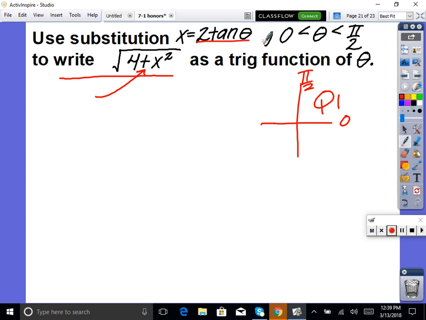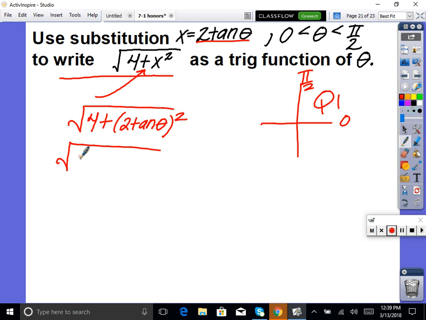So look, we'll replace that with x. So we have 4 plus, instead of x, we actually have 2 tangent of theta squared. You see how that's x? So we have the square root. Let's simplify this. We have 4 plus 4 tangent squared theta, because I got to square both of those. Now, what can I do? Can I do square root 4 right here? Nope.